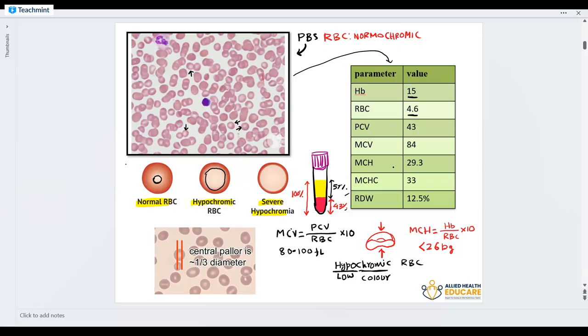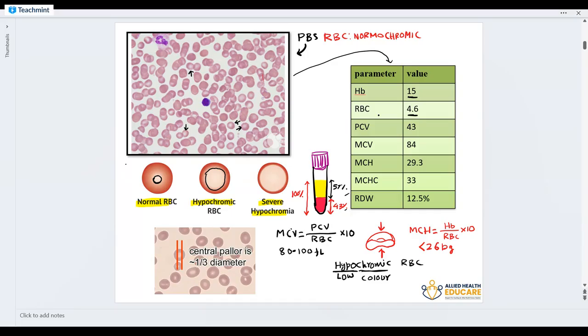Hemoglobin is a protein. It is a quaternary protein that helps in transportation of oxygen from the lung to the different types of tissue. And RBC count is absolutely normal. It is within the normal range. And PCV, meaning packed cell volume, is 43. You know what PCV is? Packed cell volume is also called hematocrit.